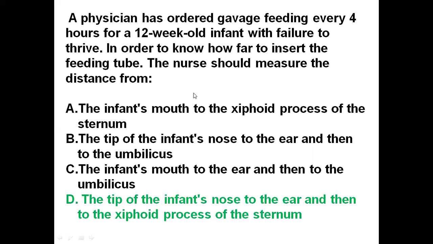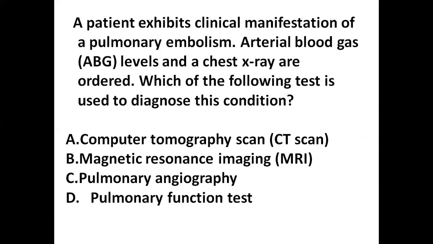So the answer is D, the tip of the infant's nose to the ear, then to the xiphoid process of the sternum. You have to read the options carefully, because they will just miss the ear or miss the nose, like that. So read it carefully and answer. Let's see the next one.